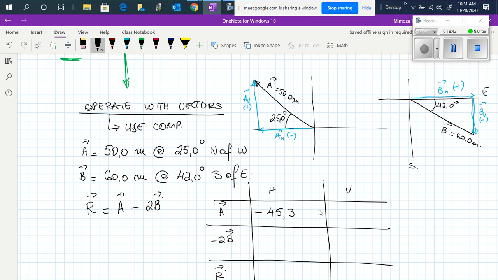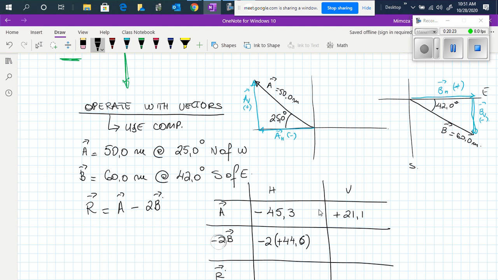And for the vertical component, it will be sine, so it will be positive 21.1 meters. And for vector B, we have vector B here, but actually the question is asking us for negative 2 times it. So negative 2, and then you open brackets, whatever is the horizontal component, which will be 60 times cosine 42, and it is positive 44.6, let's say.